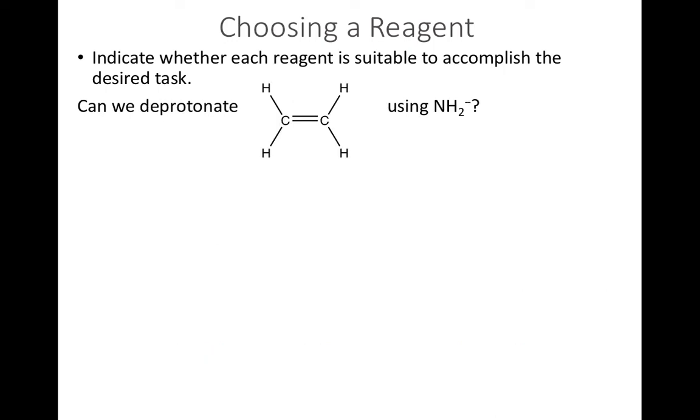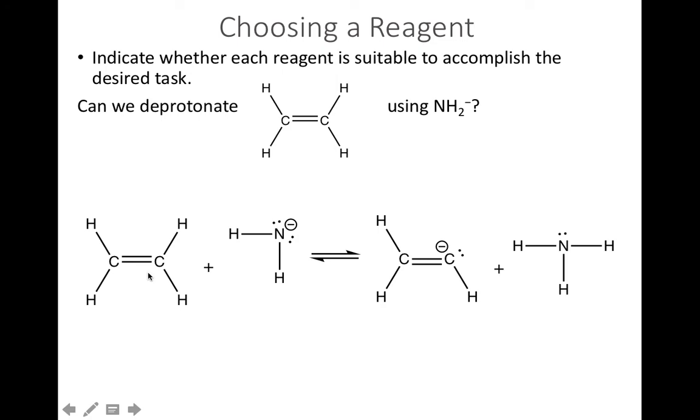One more example. Can I deprotonate this compound using NH2 minus? Here are the reactants again. Now I'm trying to deprotonate this, so this one is going to be giving up or donating the proton. In this case, this is acting like an acid, and this is my base. When I draw the mechanism, the lone pair on the base is going to attack the proton, and these electrons will become a lone pair on the carbon. So my overall reaction looks like this.